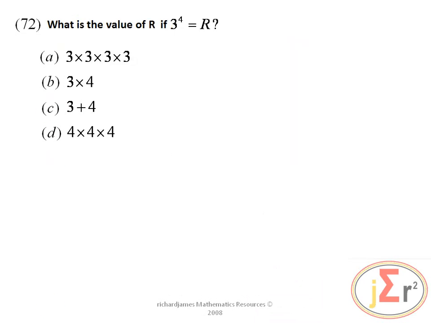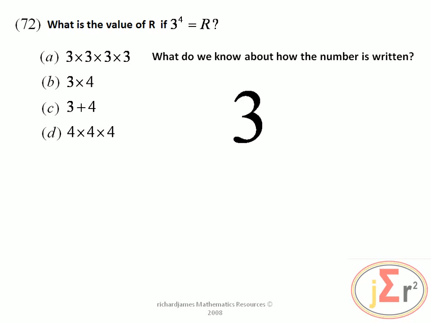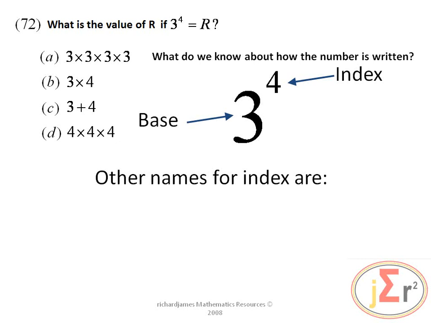What is the value of R if 3 to the power of 4 is equal to R? What do we know about how the number is written? It is written with the 3 that we call a base and a 4 that we call a power or index. So we have the 4 is the index, and other names for index are exponent, then we have power, then we have log.